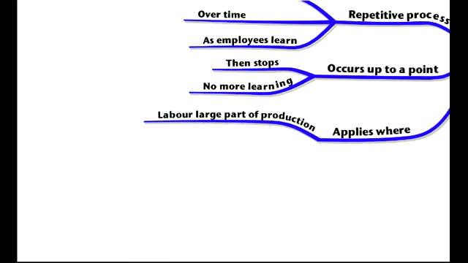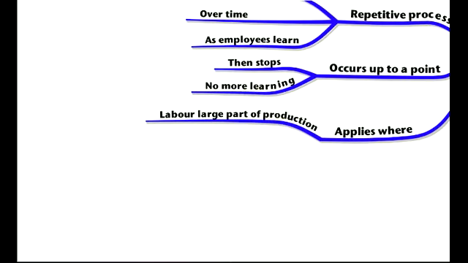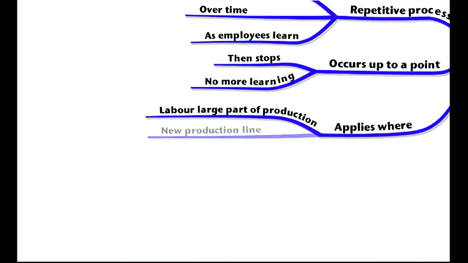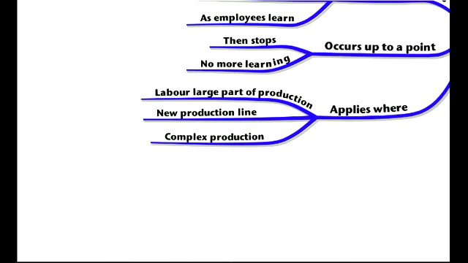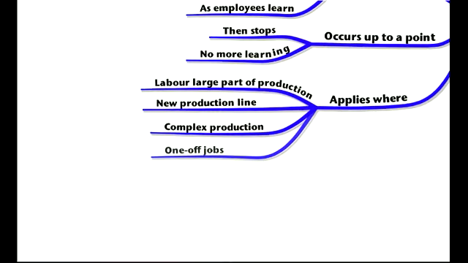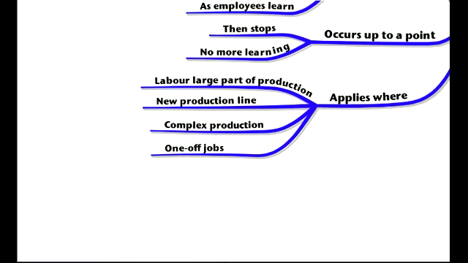So this will apply where labour is a large part of production, because remember what we're thinking about here is labour costs. Because the labour is becoming more efficient, it'll cost less per unit. It maybe is a new production line, because if it's an old production line, the employees will have learnt everything that they can learn and they won't have a learning effect. And it will have to be relatively complex production. If it's too simple to learn, the learning effect won't be so great. Or it could be for one-off jobs. They're new jobs, something the employees haven't done before. The learning effect will take place.